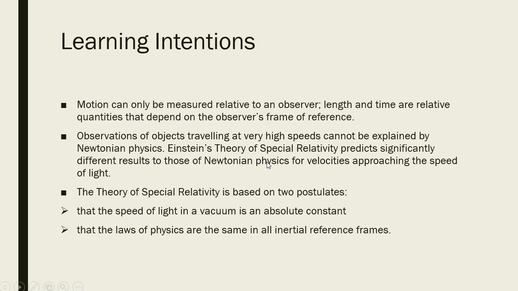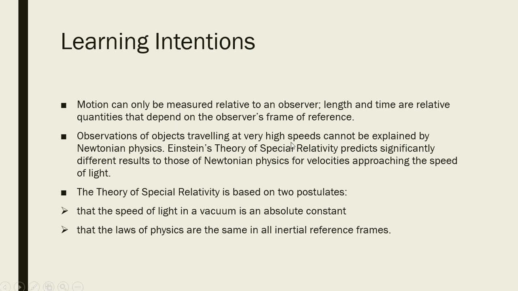So in this video, we're just going to look at the following. You need to know that motion can only be measured relative to an observer. Okay? Length and time are relative quantities that depend on the observer's frame of reference. And we'll look at this over some slides. Now, we need to know that observations of objects that are travelling at very high speeds cannot be explained by Newtonian physics, or the equations of motion stuff that you've been looking at.